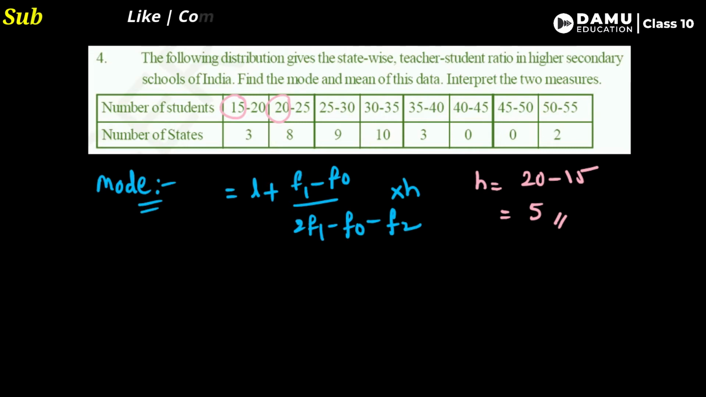So what is the modal class here? If you check, which value is the highest? The highest frequency is 10, that is f1, and 30 to 35 is the modal class. So the modal class is 30 to 35 and f1 is 10 here. The preceding frequency is 9 and the successive frequency is 3.